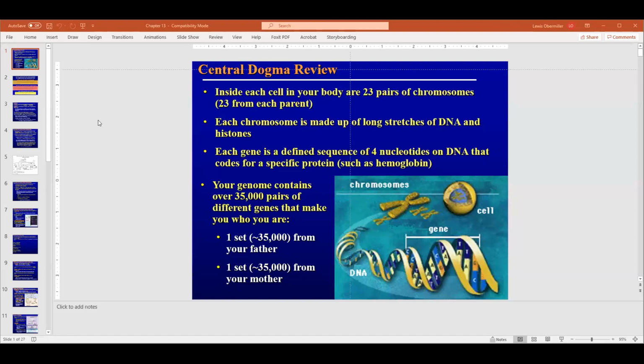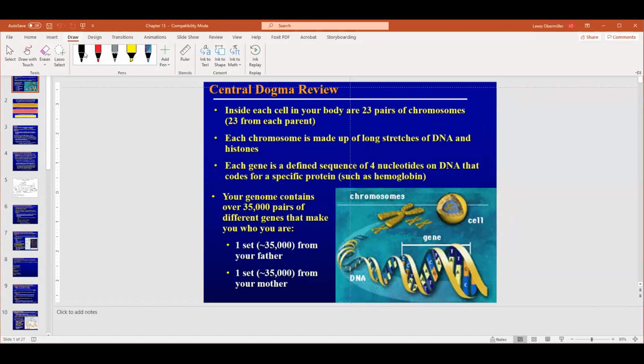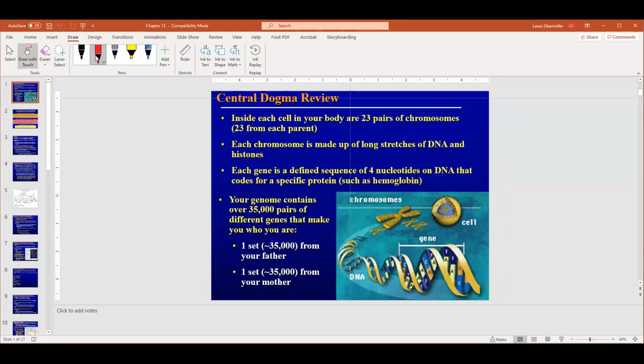Okay, so this is chapter 13. And just to remind you guys, the central dogma is a term that was coined by Watson and Crick when they discovered that DNA was a double helix. So just a reminder that the central dogma is that your cells contain DNA, and from what we know so far, all living things have DNA. Viruses don't count because they're not considered living, because they don't meet all those criteria that we defined in chapter 1.